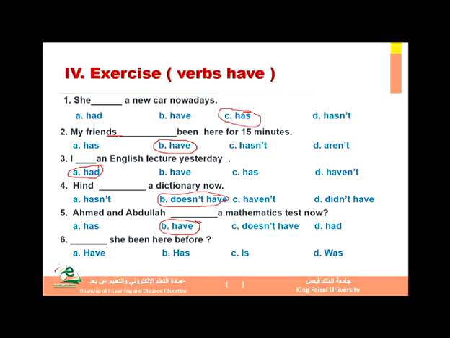Number 6. Blank been here before. Now لاحظ بأنها she. فإذا should I say مفرد? Should I say she have, sorry, or should I say has? Should I say is or was? The correct answer is has. So has she been here before? Has she been here before? Okay?